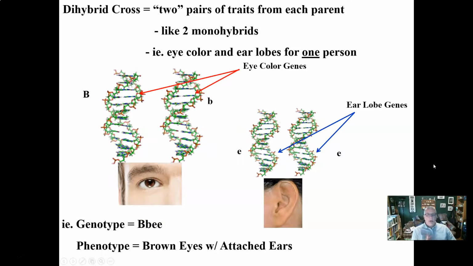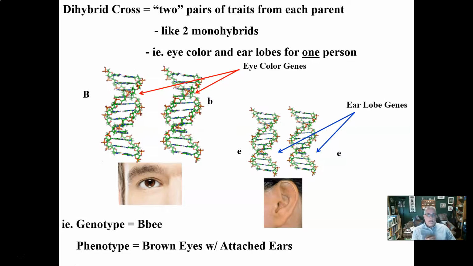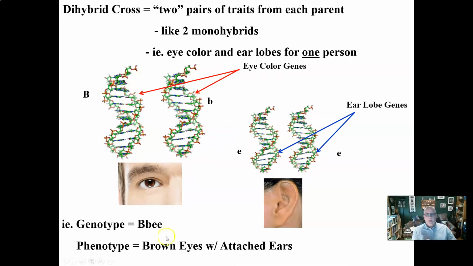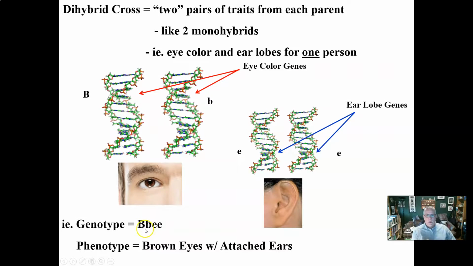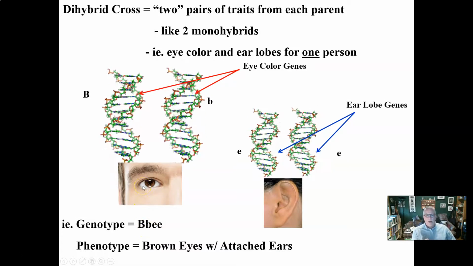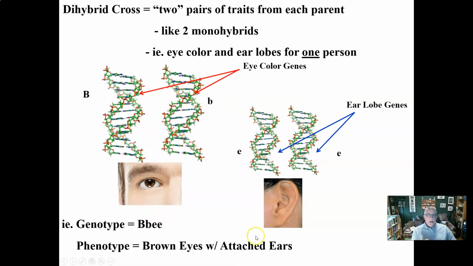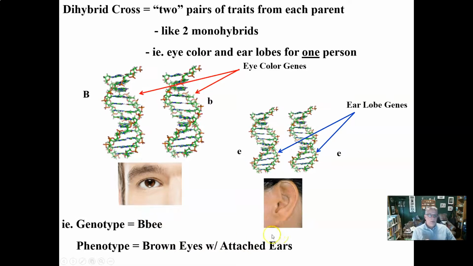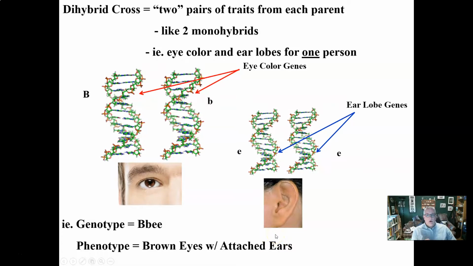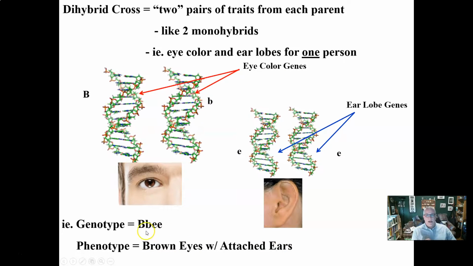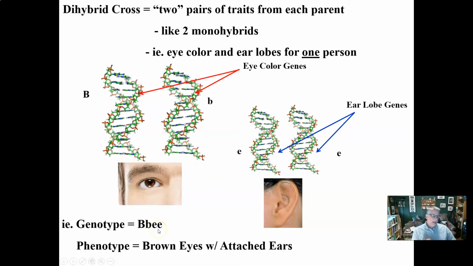So what does the genotype mean then? Well, it stands for the phenotype, doesn't it? So in this case, if somebody was big B, little b, okay, let's just do eye color only, then that would stand for being brown because brown is the dominant allele, right? If somebody's little e, then that'd be an attached earlobe. That's a recessive trait. So the combination of these two means that this person is brown-eyed and has attached earlobes.